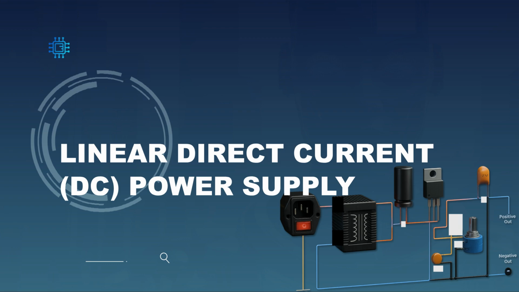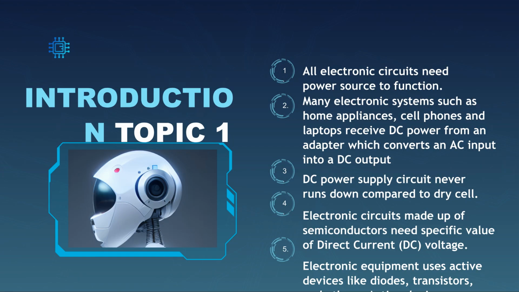This video will cover the topic of linear direct current DC power supply, explaining its components and functionality. Electronic circuits require power. Many devices convert AC input to DC output. DC power supplies offer a stable source, essential for semiconductor circuits and active devices like diodes and transistors.